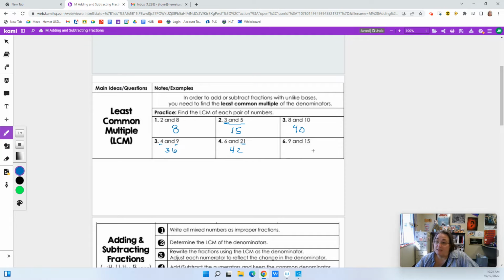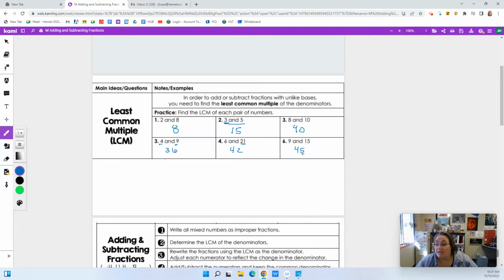And we're just going to keep doing that. 9 and 15. Well, 9 doesn't go into 15. 15 times 2 is 30. Nope, 9 doesn't work there, right? 9 divided by 30 isn't a whole number. 15 times 3, though, is 45. And I know that 9 times 5 is 45. And so we're going to say that that is our least common multiple. Why is it important to know that? Because it'll help us find a common denominator, right?